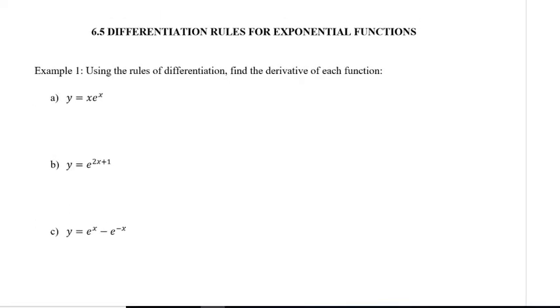So let's start with the first function, which is y equals x times e to the x. Right off the bat, you should see that this is two smaller functions multiplied together, so product rule is going to be the best plan of attack here. We're going to take the derivative of each of the functions and multiply it by the other function. So we're going to do 1 times e to the x plus x times e to the x.